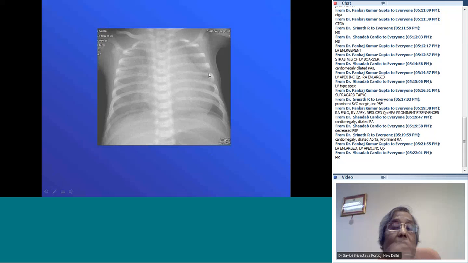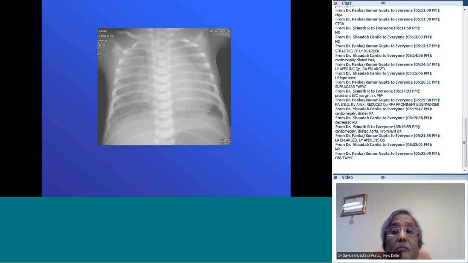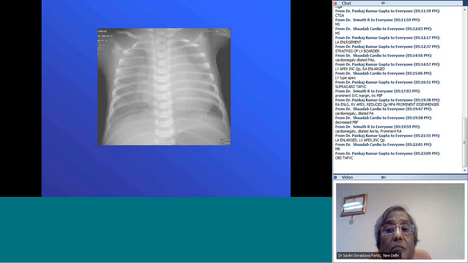Only one person seems to have seen this X-ray. So typical. Severe pulmonary venous hypertension, this is the ground glass appearance. And we must remember that this is most typical for obstructive TAPVC, and try all your means to diagnose it. Another very typical X-ray.